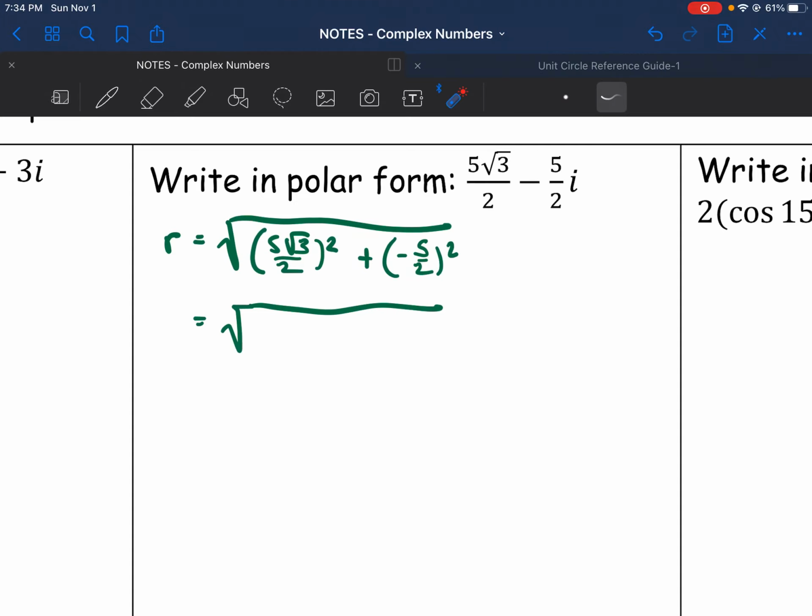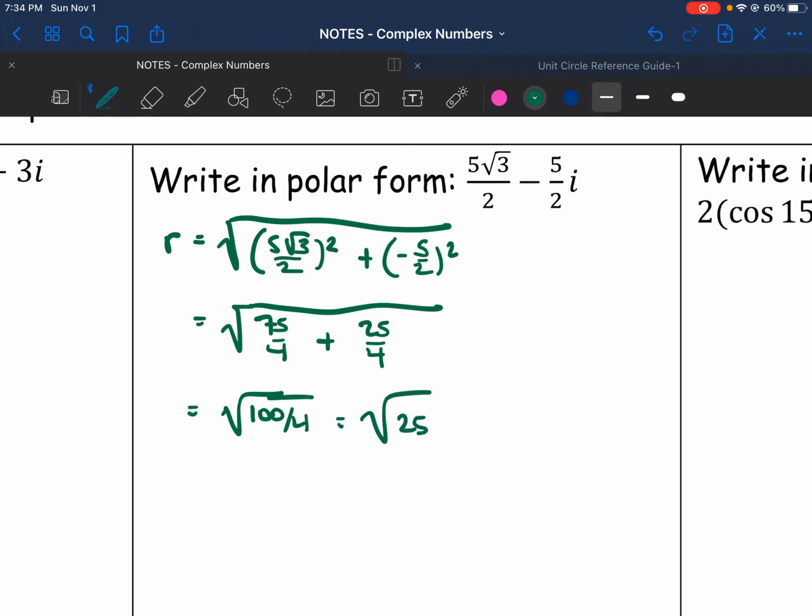All right, let's do some mental math here. 5 root 3, not mental math, I'm not going to do that in my head. 5 root 3 over 2 times 5 root 3 over 2. 5 and the 5 gives us 25. Root 3 times root 3 gives us 3. So 25 times 3, that's 75. 75 over 4. Plus, same deal here, negative 5 halves times negative 5 halves. That's going to be 25 over 4. Well, 75 over 4 plus 25 over 4 is 100 over 4, which is the square root of 25. And we know the square root of 25 is simply just 5. So the modulus is 5.